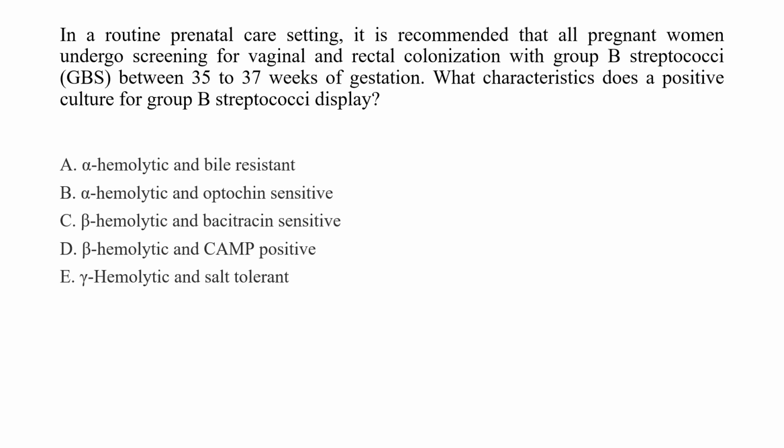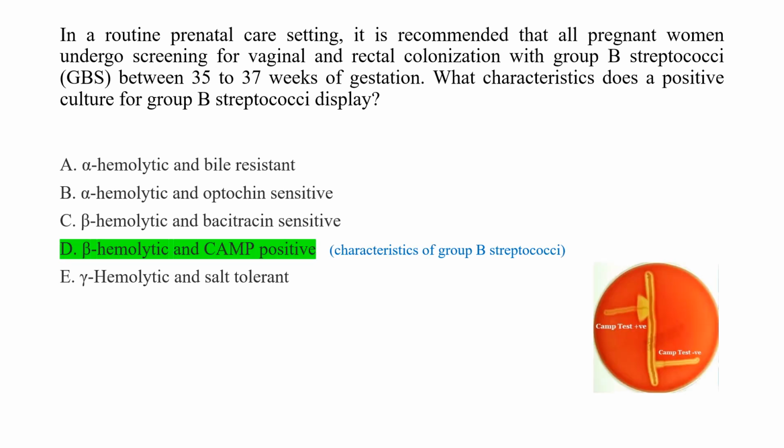In order to answer this question effectively, we need to understand the hemolytic and biochemical properties of different streptococcal species. The options which are provided here are A. Alpha hemolytic and bile resistant, B. Alpha hemolytic and optochin sensitive, C. Beta hemolytic and bacitracin sensitive, D. Beta hemolytic and CAMP positive, E. Gamma hemolytic and salt tolerant.